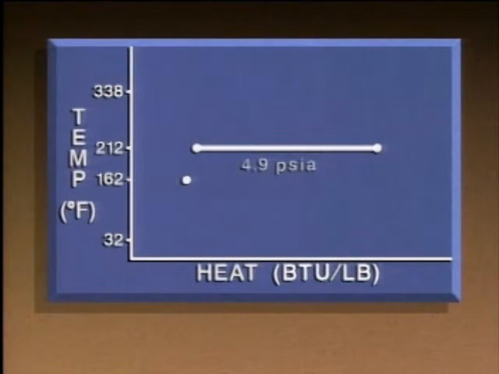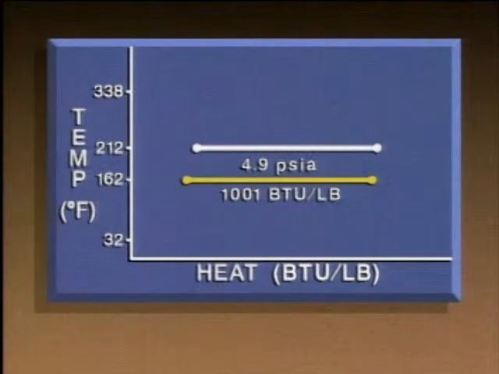Now let's take an example in which the pressure is less than atmospheric. At this point, the pressure is 4.9 PSIA. At this pressure, a pound of water boils at 162 degrees. In addition, the latent heat of vaporization is around 1001 BTUs per pound. So when the pressure is reduced, water boils at a lower temperature. However, it takes more heat to boil all the water into steam than it takes at atmospheric pressure.